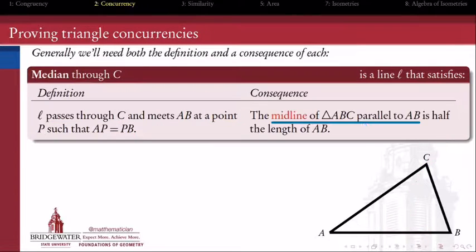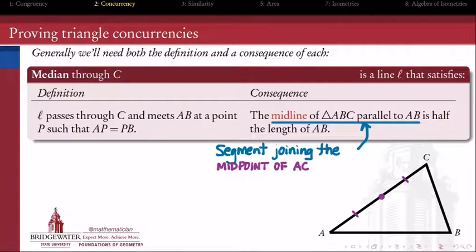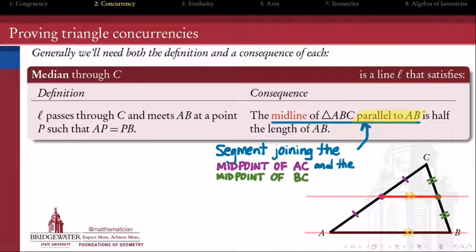Okay, so what consequence are we going to have of this? This is a rather subtle consequence, and it's called the Midline Theorem. The Midline Theorem says this: if I take the midpoints of two sides in any triangle, so here I'm going to take the midpoint of the side AC, so it cuts the side AC in half, and I'm also going to take the midpoint of the side BC, so it cuts the side BC in half and is equidistant from B and C. If I take those two midpoints and connect them with a segment, then this theorem tells me two things. First of all, that segment is parallel to the side AB.